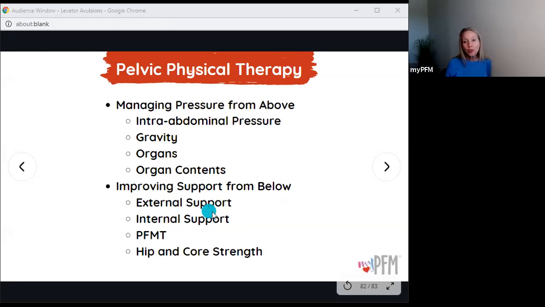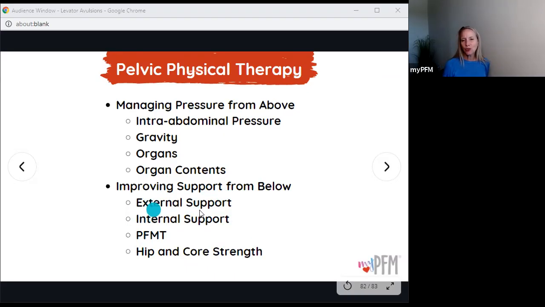So external support, internal support, pelvic floor muscle training, which we just went over some, and then hip and core strength, I think are really important. And we're starting to see more research on this. I think that's exciting because we know that the pelvic floor muscles don't work in isolation. They work with the rest of our body, our hips and our core. And so we need everything to work well together.